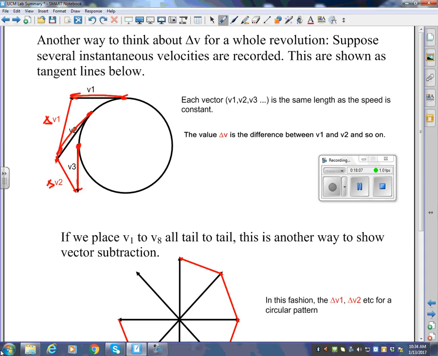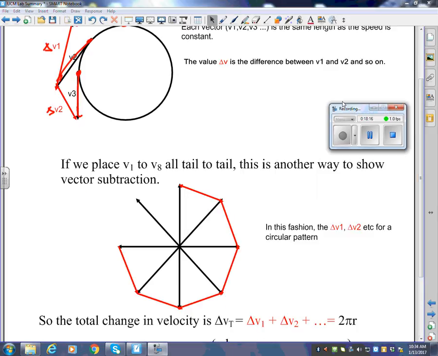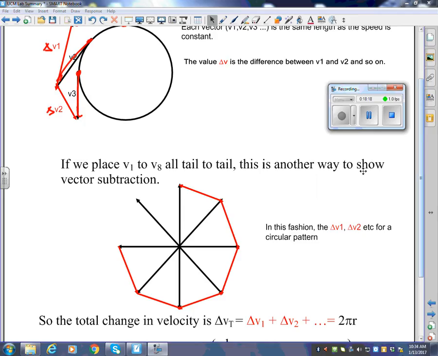Now, if we place V1 to V8 all the way around tail to tail, you take all these black ones that are all the way around, and we place them all tail to tail. I haven't really mentioned this a whole lot, but tail to tail is another way to show vector subtraction, right? So here's V1, V2, V3, all the way around. You place them all tail to tail, it's another way to show vector subtraction.